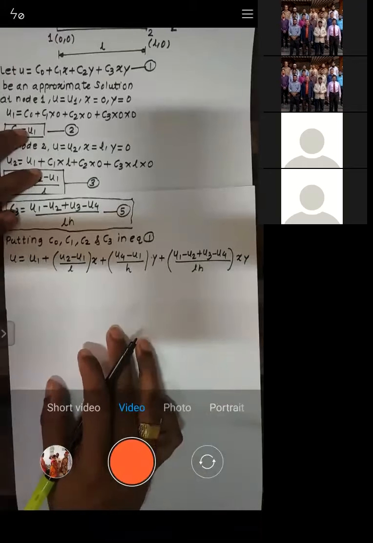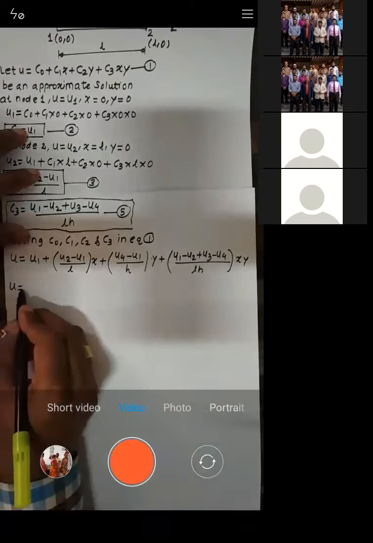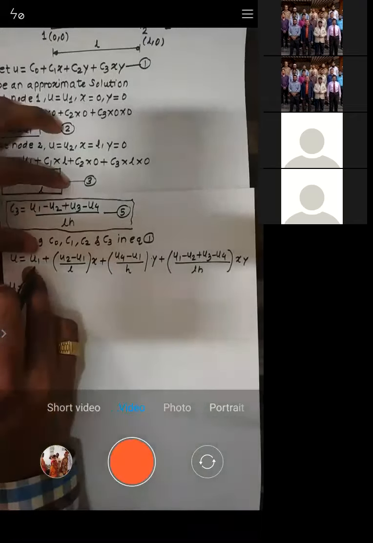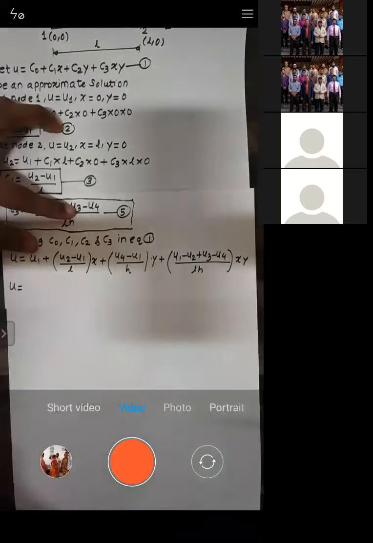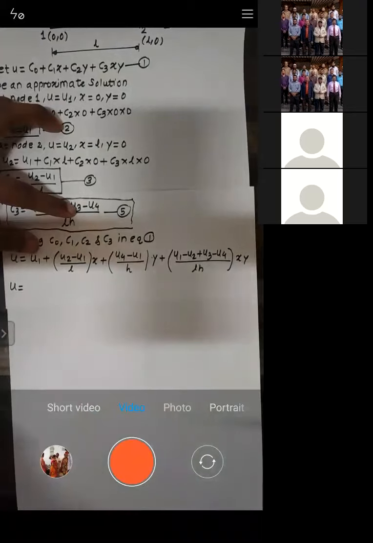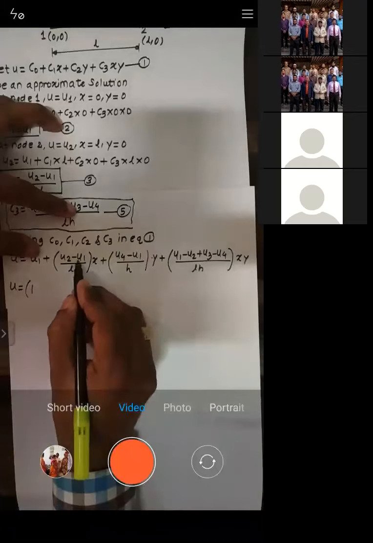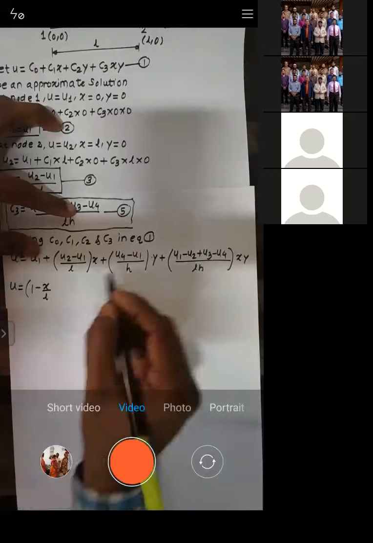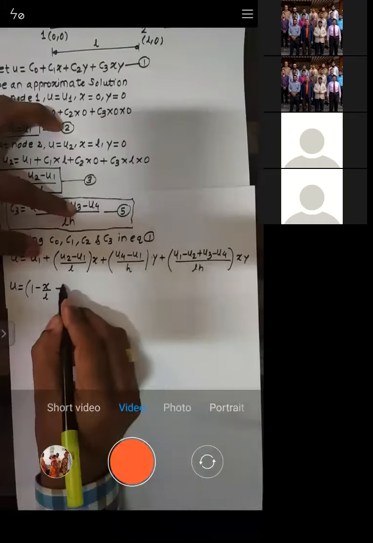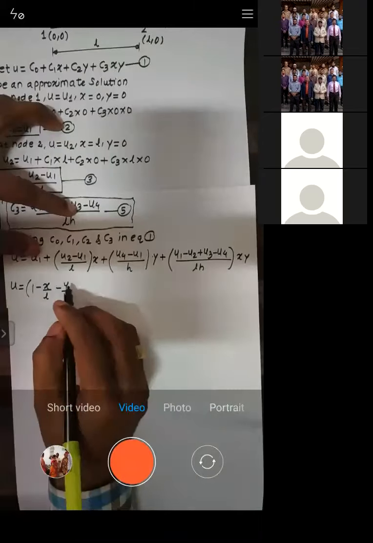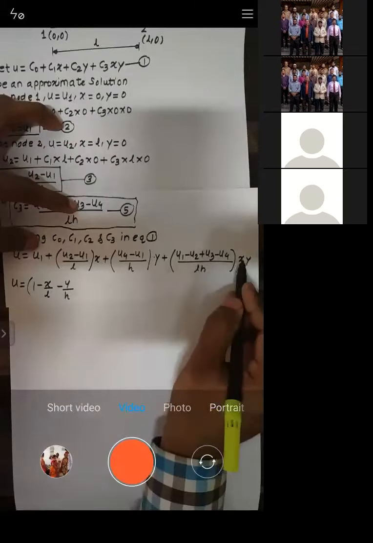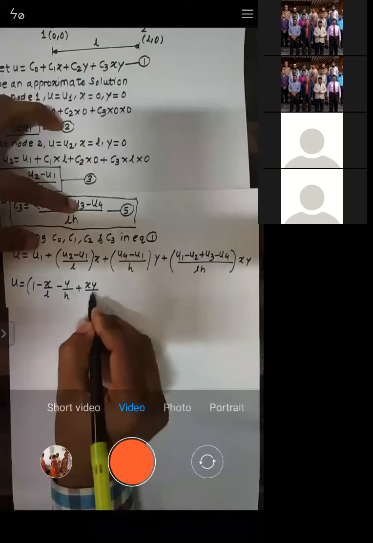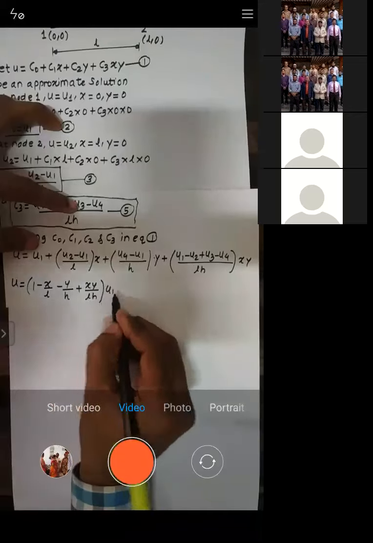Yes sir. Okay, so how will I arrange it in terms of the coefficient of U1? What is the coefficient of U1 here? 1. Yes or no? What is the coefficient of U1 here? It's minus X by L. What is the coefficient of U1 here? Minus Y by H. Yes or no? And what is the coefficient of U1 here? XY by LH, into U1. Is it okay?